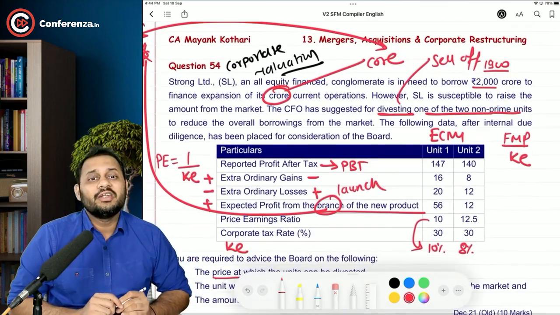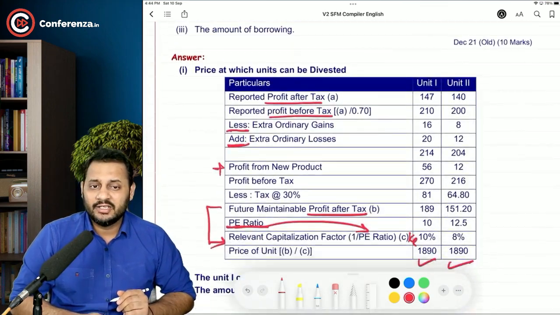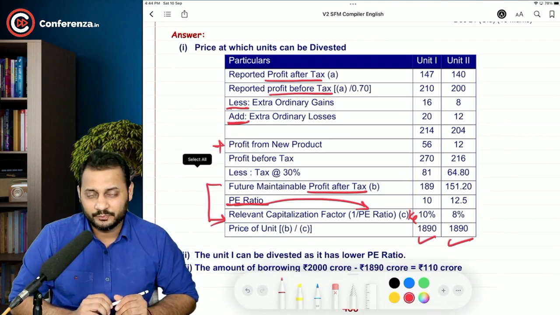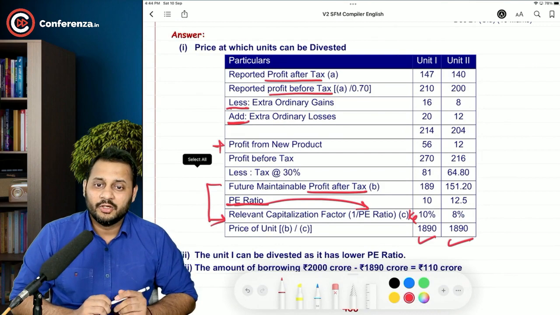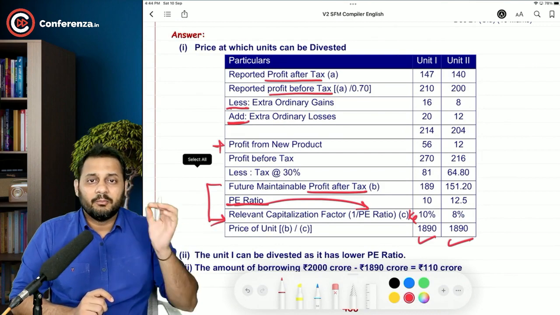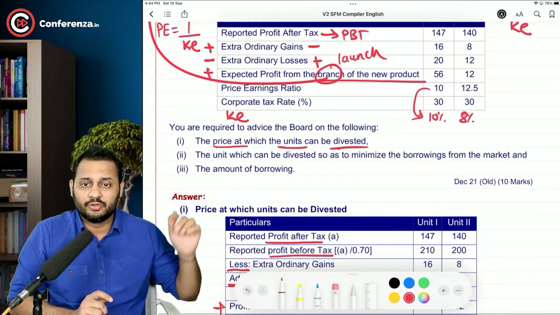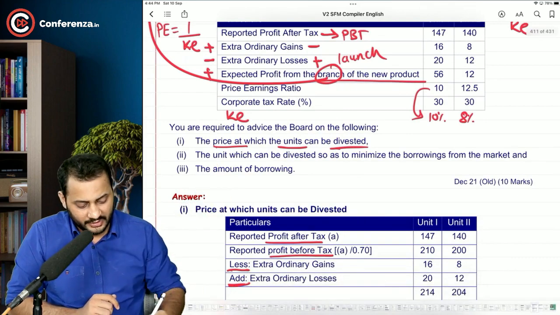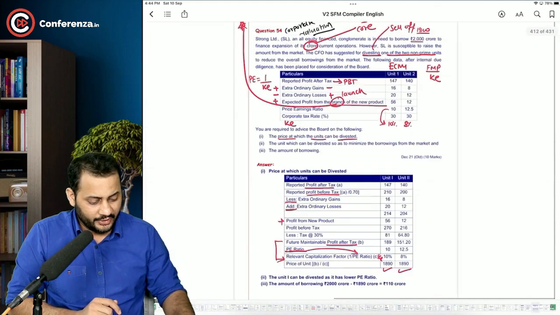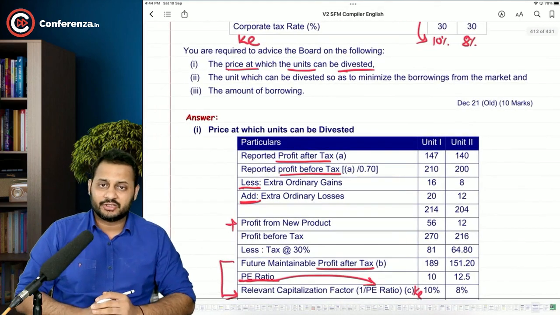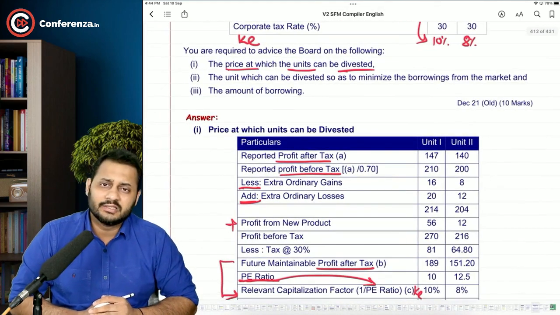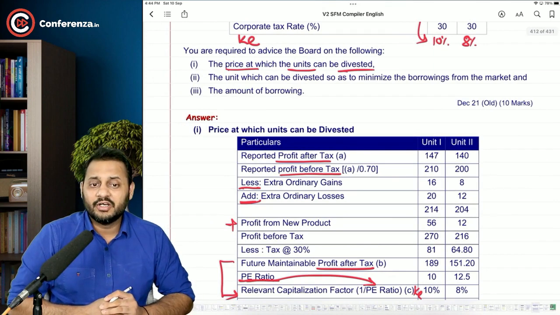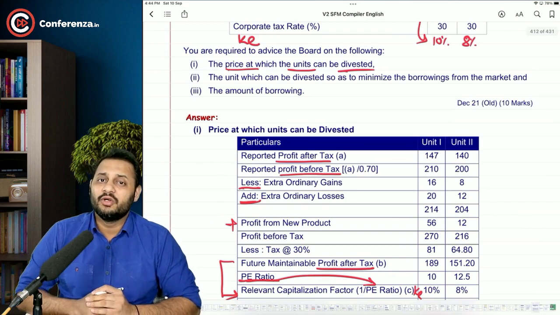Your total requirement is 2000 crore. Once you sell any of the units, your requirement will come down to 110. That is 110 crore only. You can get 1890 crore by selling off one of the units. Now the second question, the unit which can be divested so as to minimize the borrowing from the market. Now you tell me, from unit 1 or 2, which unit you should divest or which unit you should sell. It's very simple, sir. Whichever unit is costing you more, should be sold in the market.